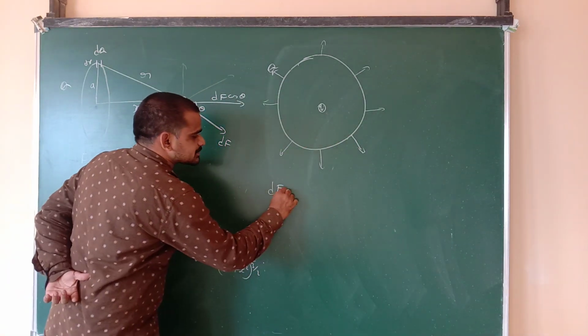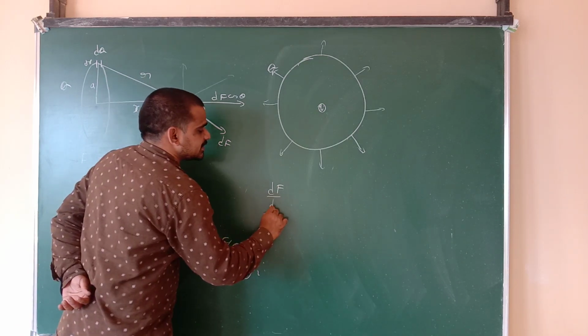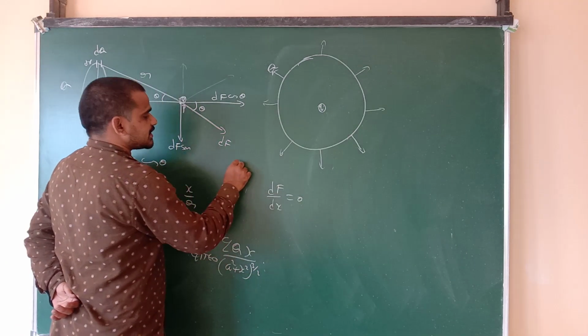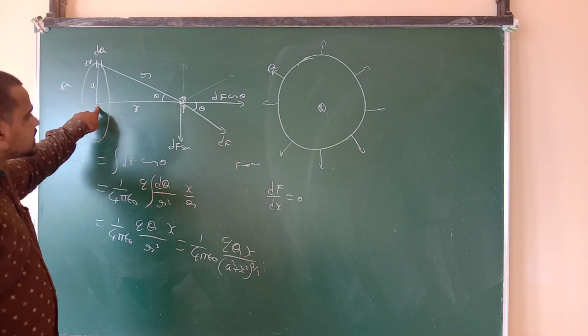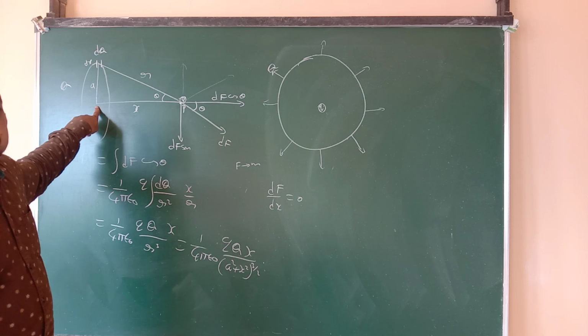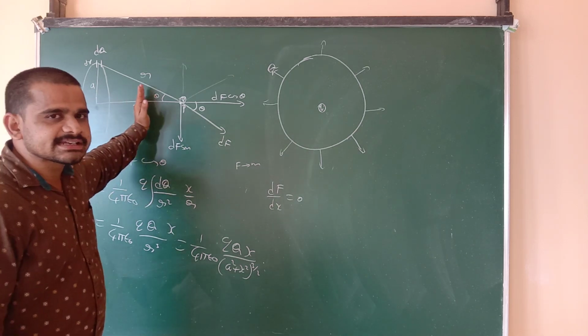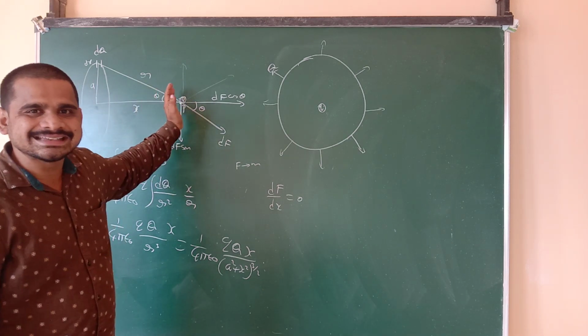Somewhere the force becomes 0. How to get it? Make the differential equal to 0, where F is maximum. This I'll tell you one more time. At the center, if I take this point P, the force is 0. When you're moving away from the center, what happens? The force is increasing.